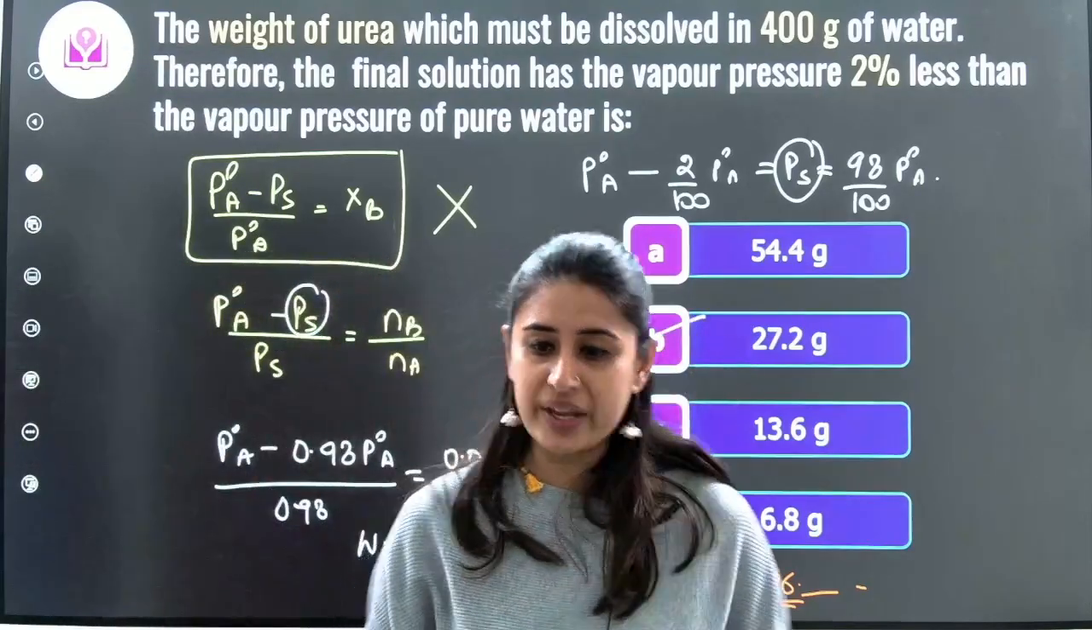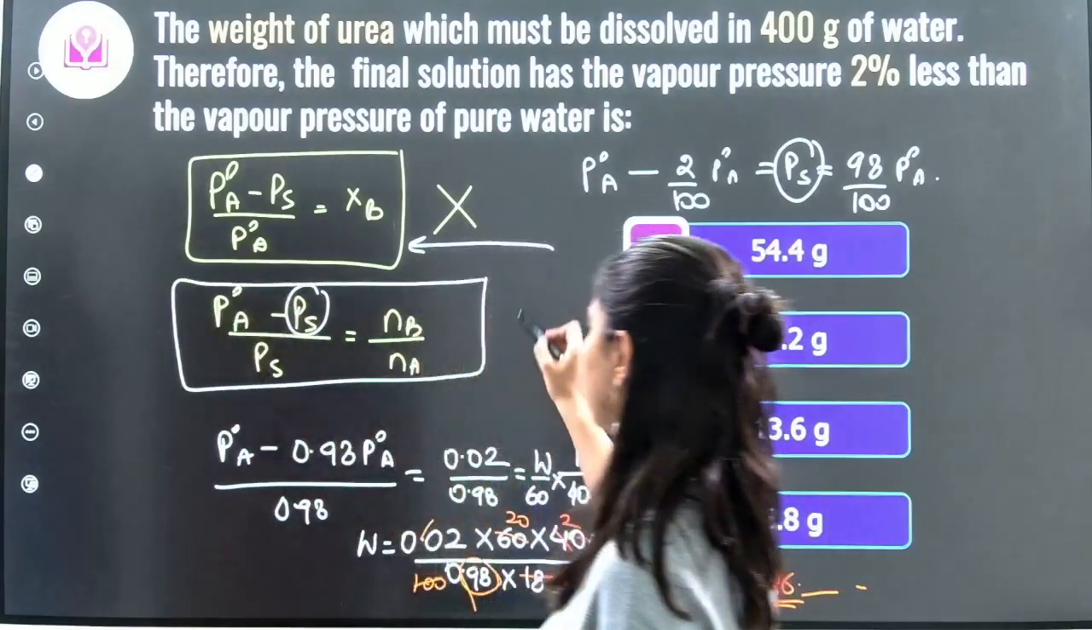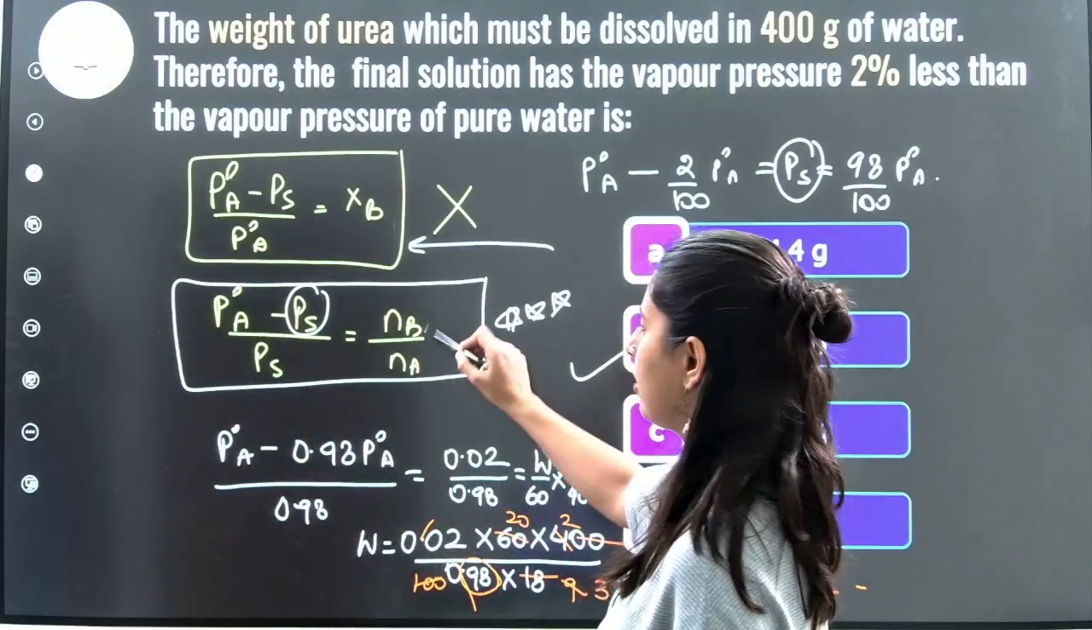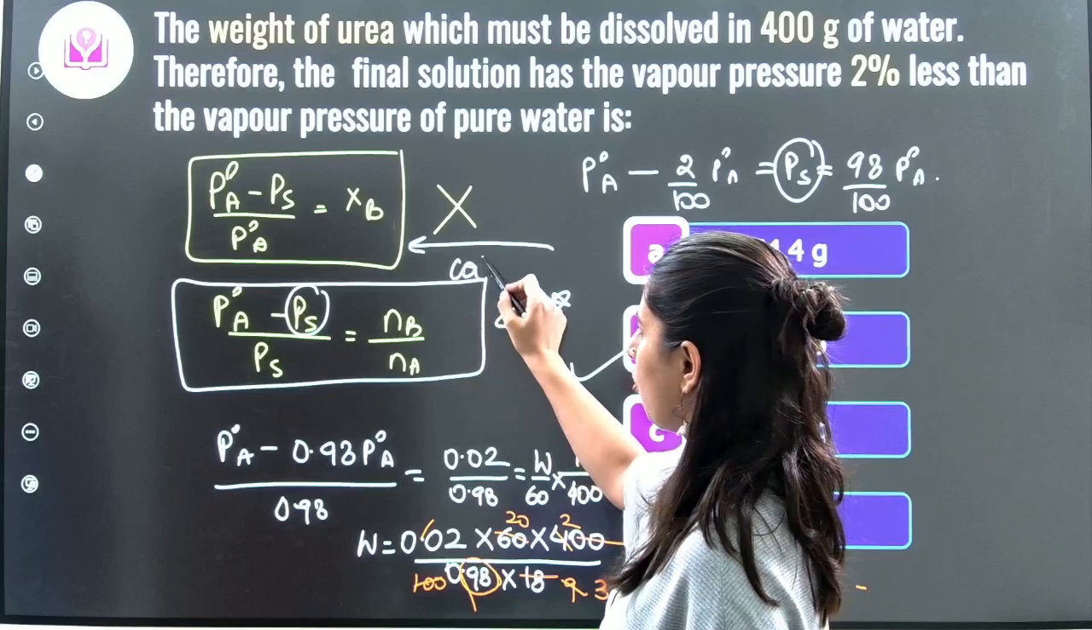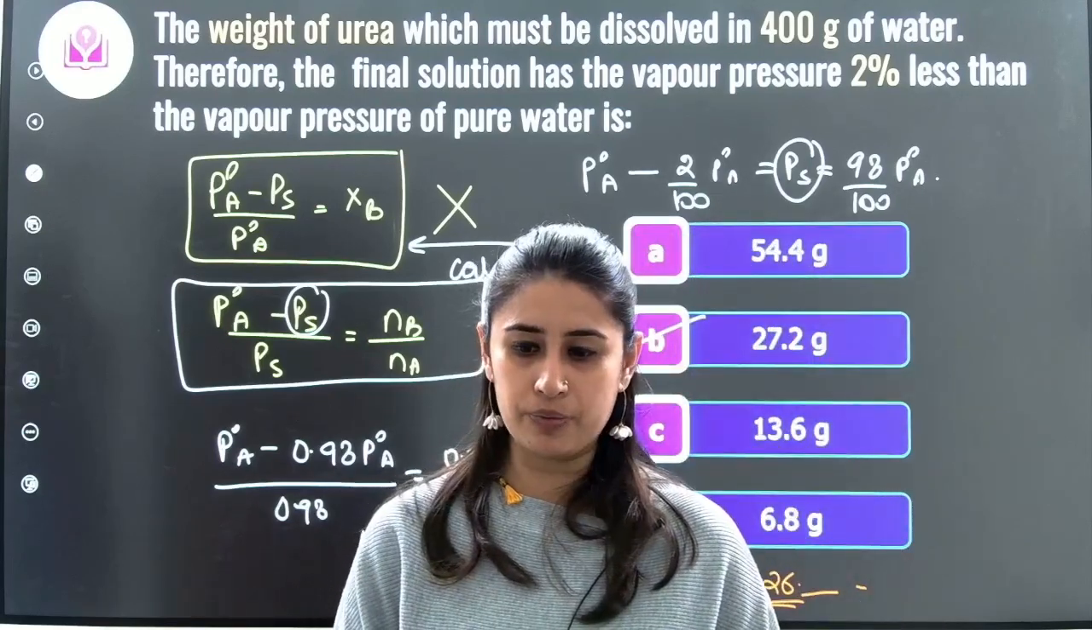Now you try doing it using this formula and you will know why I have taught you this formula. But this is not relative lowering in vapor pressure. This is only for the calculation purposes. I hope this point is well clear now.